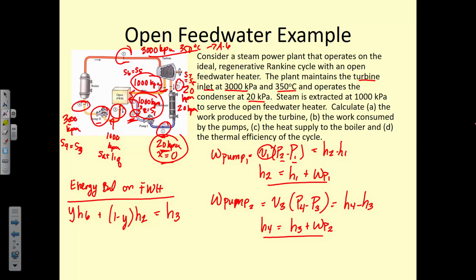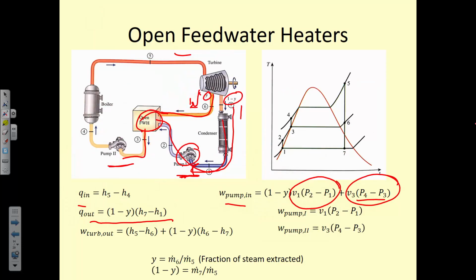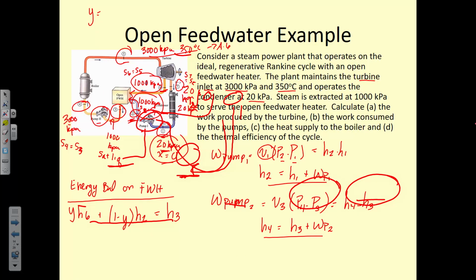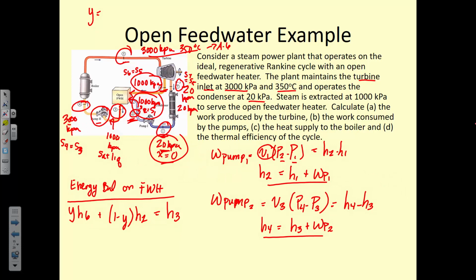So what's Y? Is it just some number? It's the fraction of the mass flow rate that goes into line 6. So Y is equal to M6 over M5, something like that. But you never even have to actually know the mass flow rate. You just need to know the fraction of the flow rate that gets diverted. So we can solve for Y is equal to H3 minus H2 over H6 minus H2.